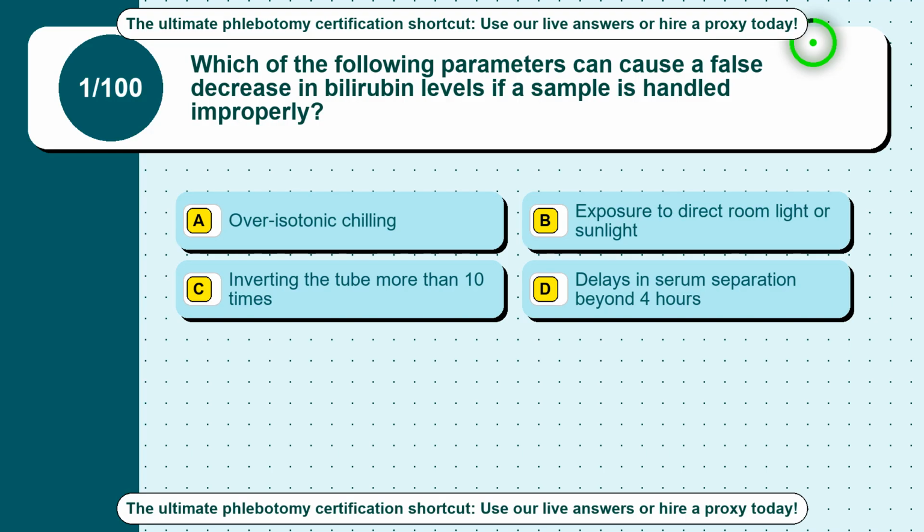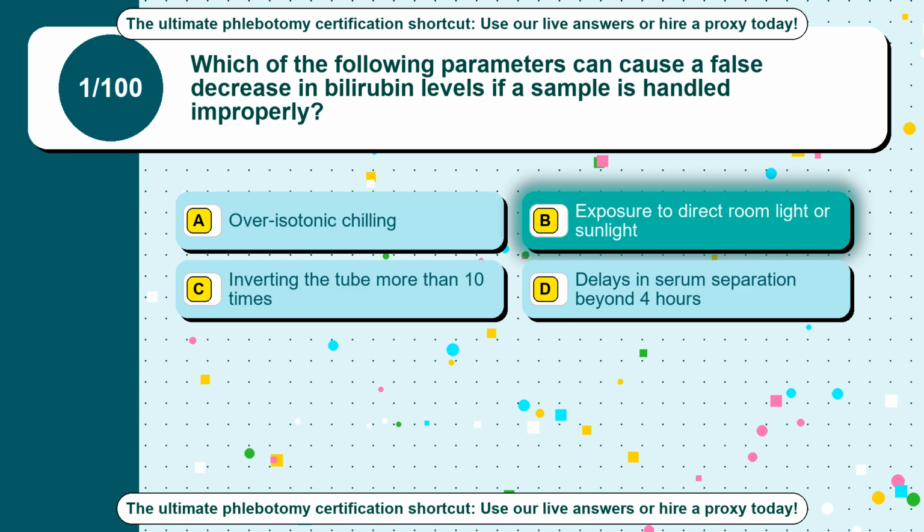Question 1. Which of the following parameters can cause a false decrease in bilirubin levels if a sample is handled improperly? Option A. Over-isotonic chilling. Option B. Exposure to direct room light or sunlight. Option C. Inverting the tube more than 10 times. Option D. Delays in serum separation beyond 4 hours.